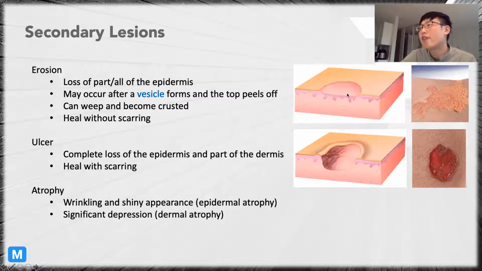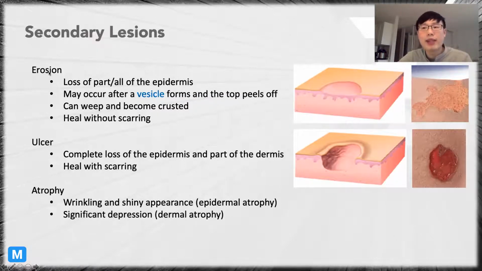Whenever you see erosions, you want to ask yourself, what was there before? It can be vesicles where the top was peeled off, or it could be bullae, things like that. So ask yourself, what was the primary lesion there before? You can ask the patient, or you can look at the rest of the skin for clues. Does the patient have any intact vesicles? Because this can help you generate the differential. So this is the difference between erosion and ulcers.